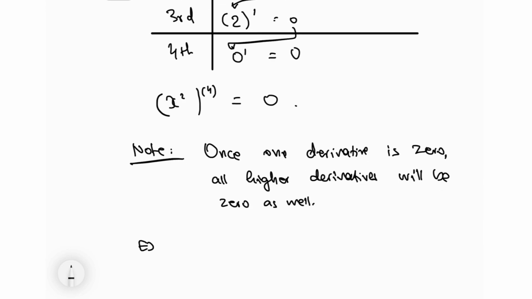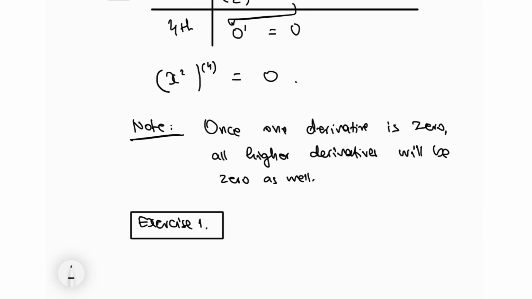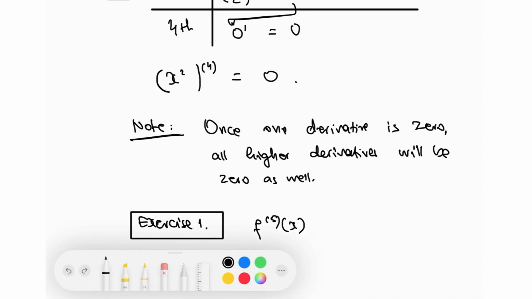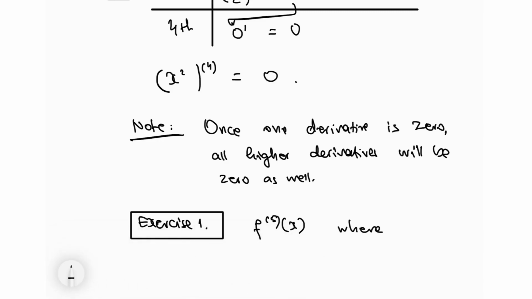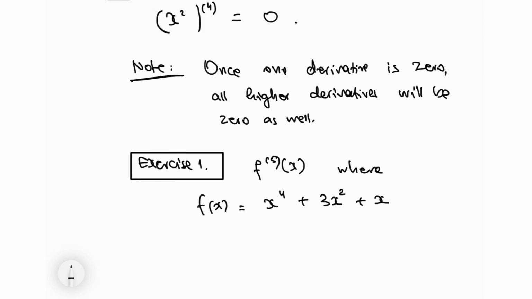So you can do exercise 1. Let's say, find the fifth derivative of the function f of x equals x to the power 4 plus 3x squared plus x. So this is an exercise for you to understand.